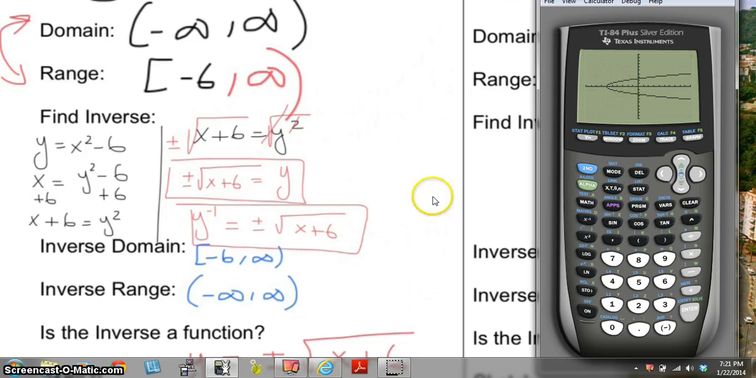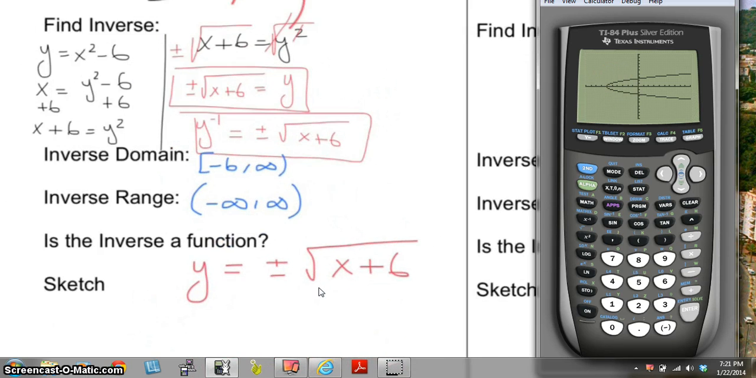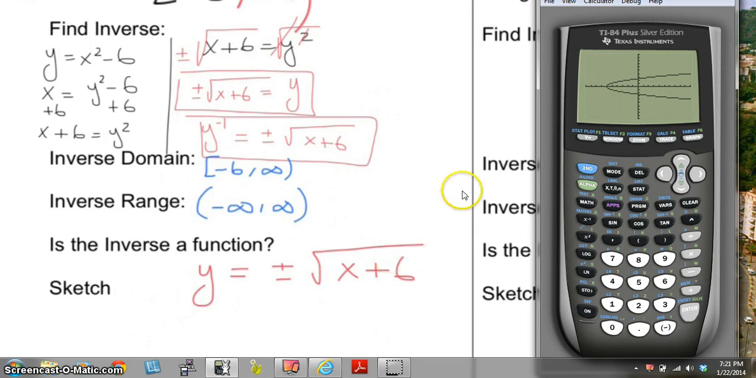Now, the question over here is: is the inverse a function? Remember, in order to tell whether it's a function or not, you have to apply something called the vertical line test. If you apply the vertical line test over here, you'll see that the line is going to hit the graph in 2 points. And if it does that, it means that it's not a function. So no, it's not a function.